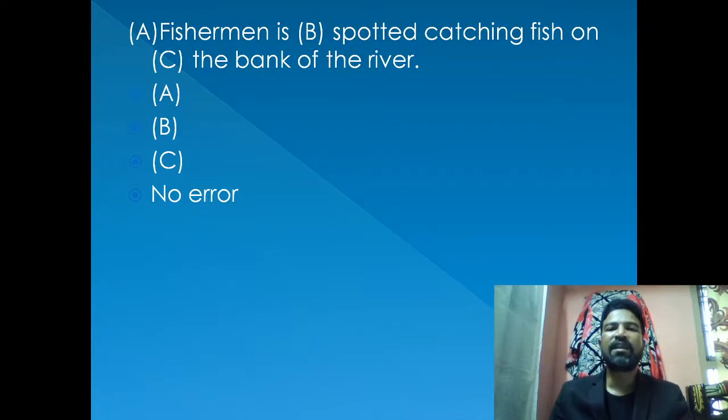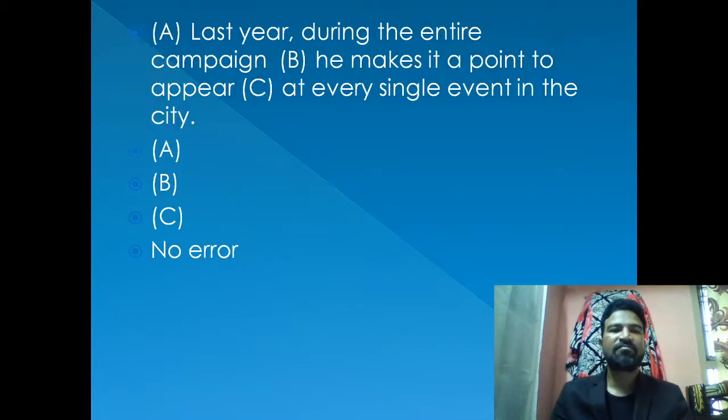Fisherman is spotted catching fish on the bank of the river. So where is the error? The error is in part A. Fisherman is wrong. Fishermen is plural. Therefore, it should be fishermen are spotted catching fish on the bank of the river. Fishermen are. Option A.